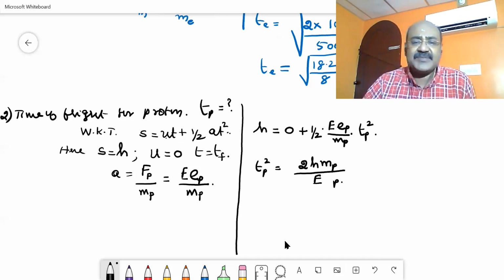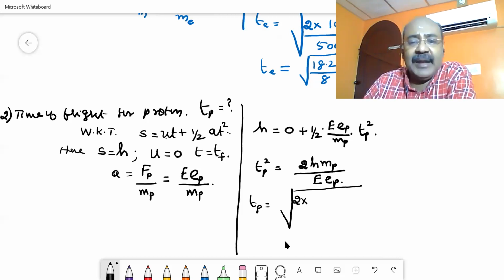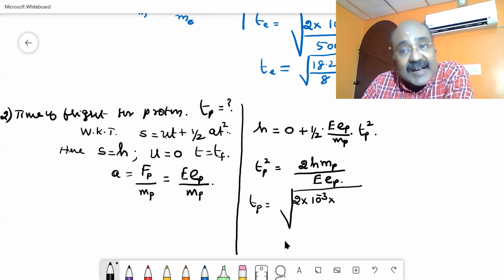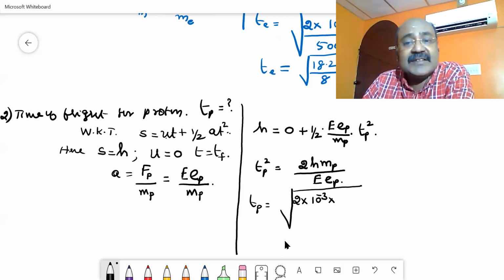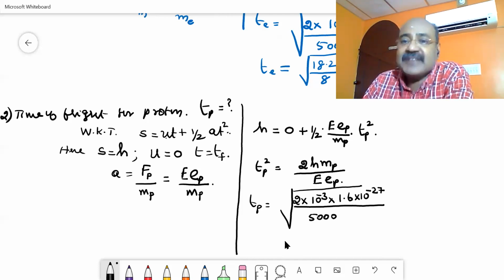Now you can substitute here. What is Tp then? Tp is square root of 2 into h, which is 1 millimeter, 10 to the power of minus 3 meter, into the mass of the proton, 1.6 into 10 to the power of minus 27 kilogram, whole divided by the electrical field, which is 5000 volt per meter, into ep, the charge of one proton, which is 1.6 into 10 to the power of minus 19.